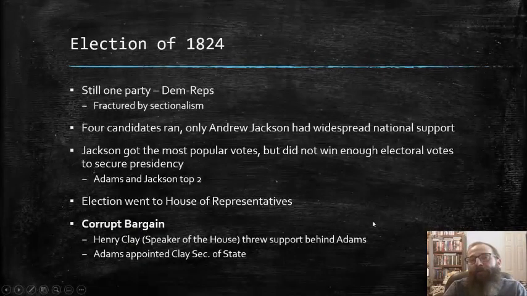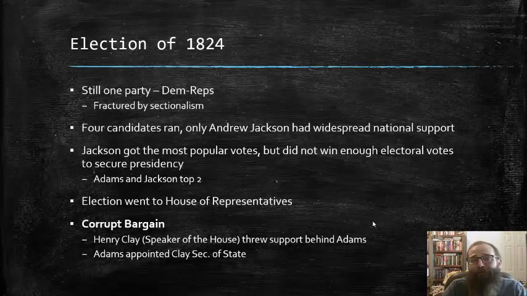The election of 1824 brought the so-called era of good feelings to a crashing end. In 1824, there was still only one main party in the country, the Democratic Republicans, but that party was fractured by sectionalism that was fully revealed during the debates and the controversy over the Missouri Compromise.